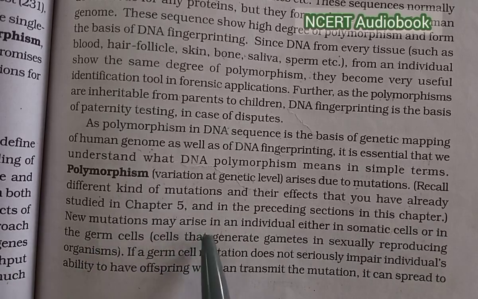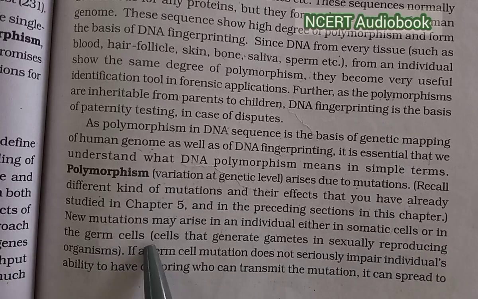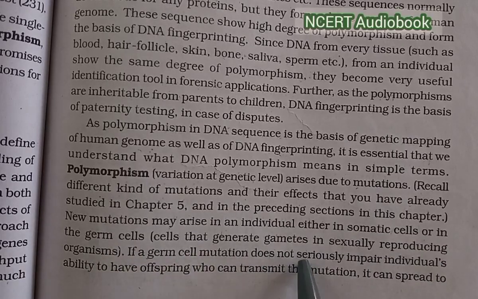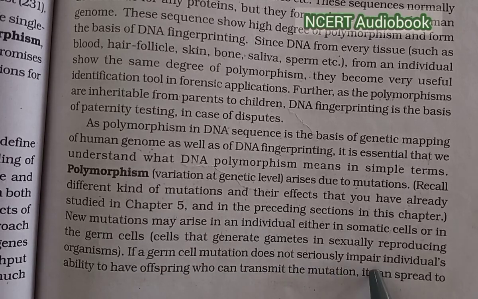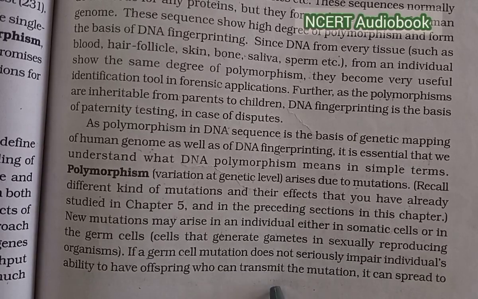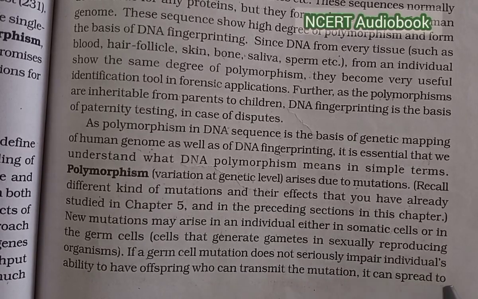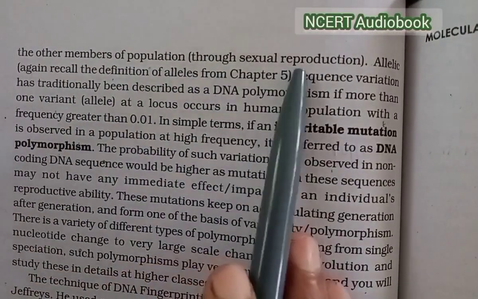New mutations may arise in individuals either in somatic cells or in germ cells, the cells that generate gametes in sexually reproducing organisms. If a germ cell mutation does not seriously impair the individual's ability to have offspring who can transmit the mutation, it can spread to other members of the population through sexual reproduction.